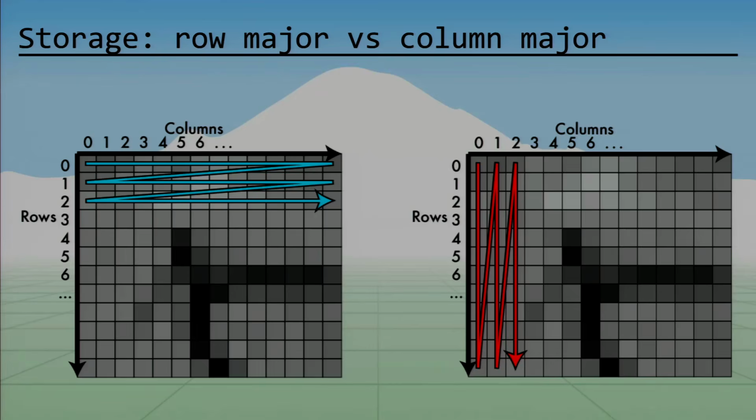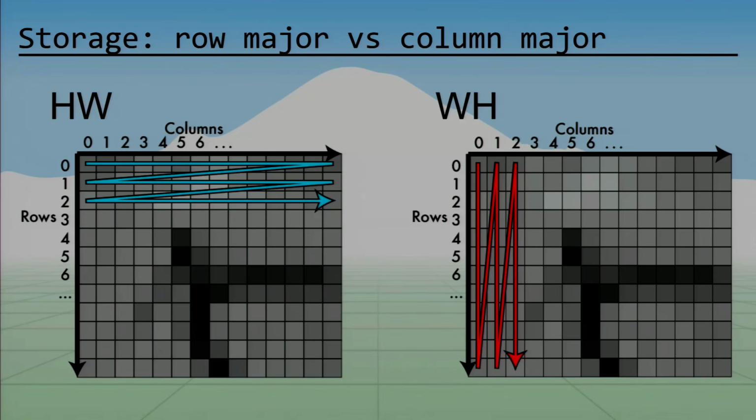Everyone has probably seen this kind of stuff before. Most people, in general, for image processing, use row major ordering. MATLAB, for some reason, always uses column major for everything. I don't know why. MATLAB is weird.